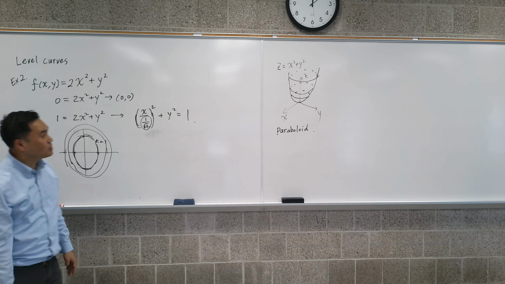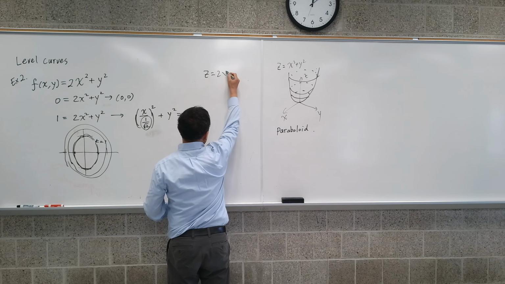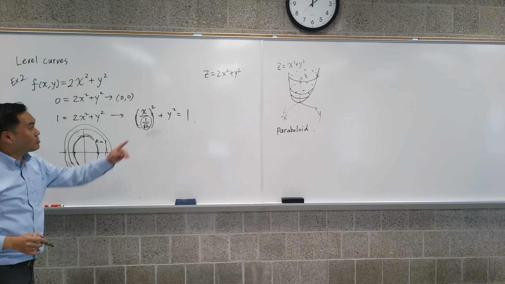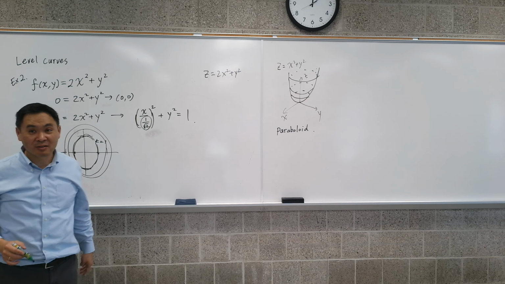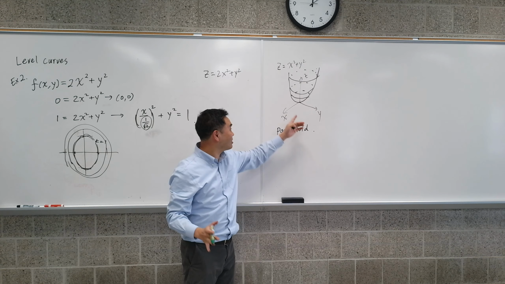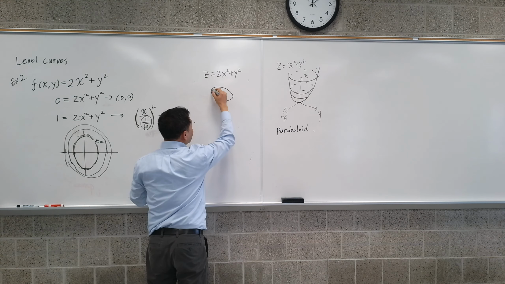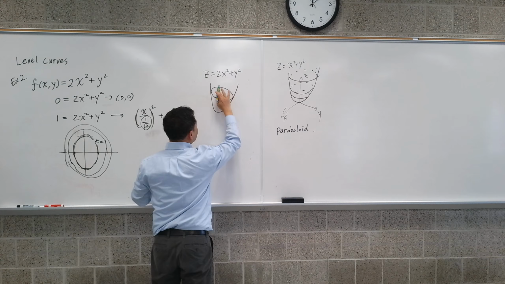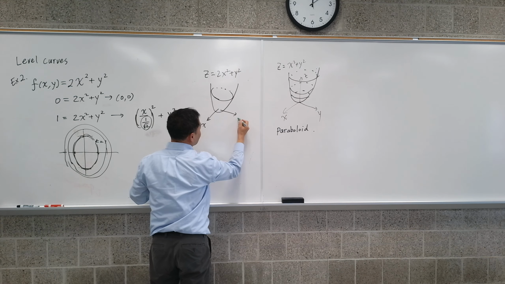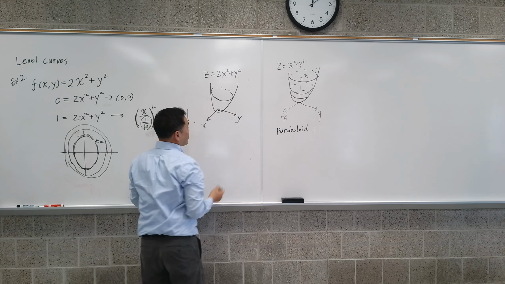And what does that mean? What will be the graph of z equals 2x squared plus y squared? How is that different from that one? It's like taking this and squashing it in the x direction, right? So it'll be something like this. So here's the x direction, here's the y direction, and that's the z direction, up in the z direction.